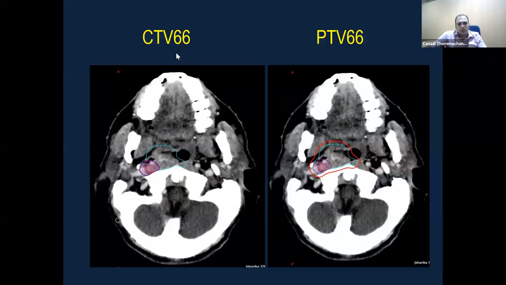So this is how we contour for carcinoma nasopharynx. You have retropharyngeal nodes there. Then you give another 5 mm margin, so that becomes your CTV66 or CTV70, whatever you call it. You have an enhancing lesion here. You encompass that also into that. So this will be CTV66.